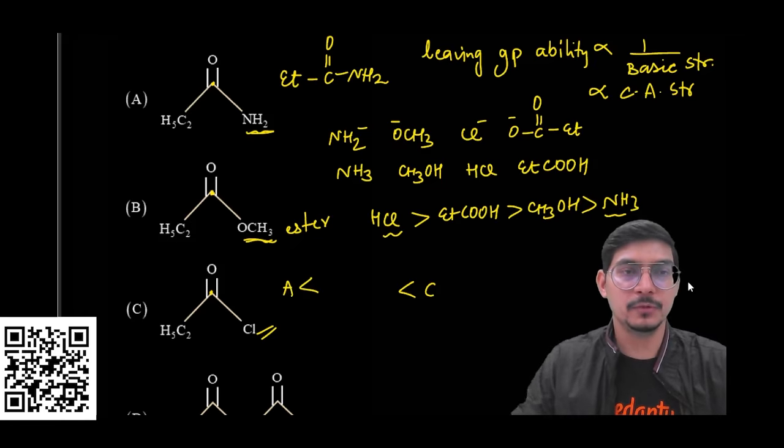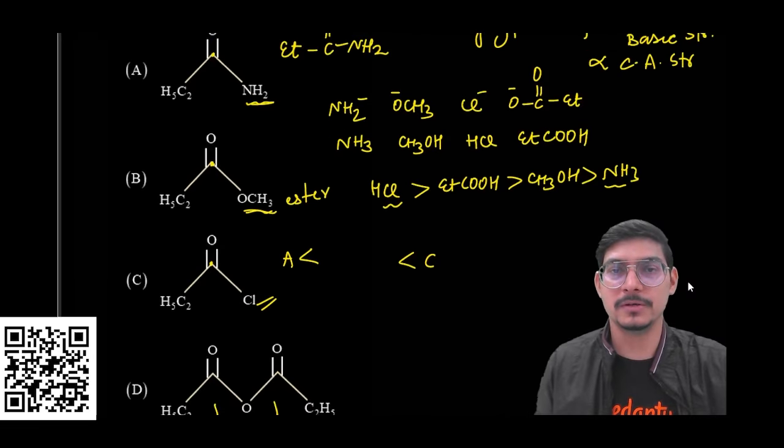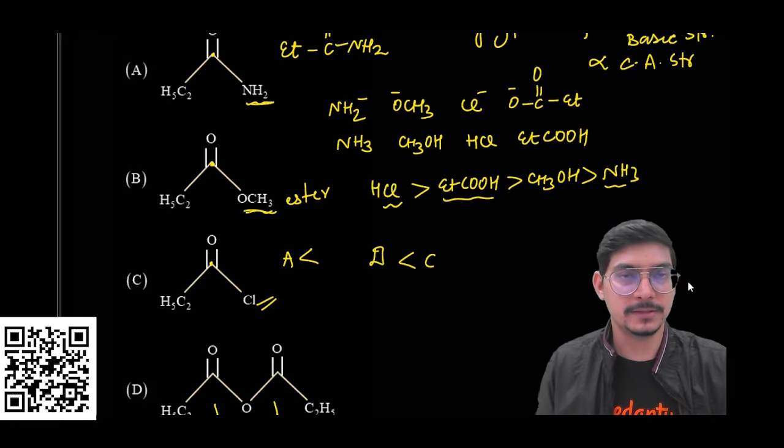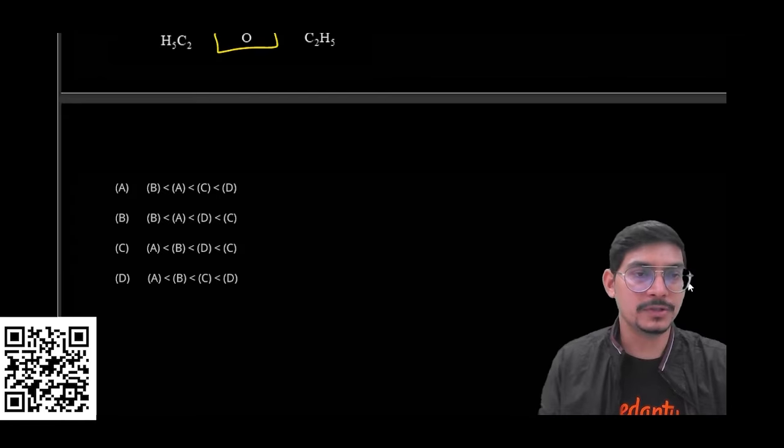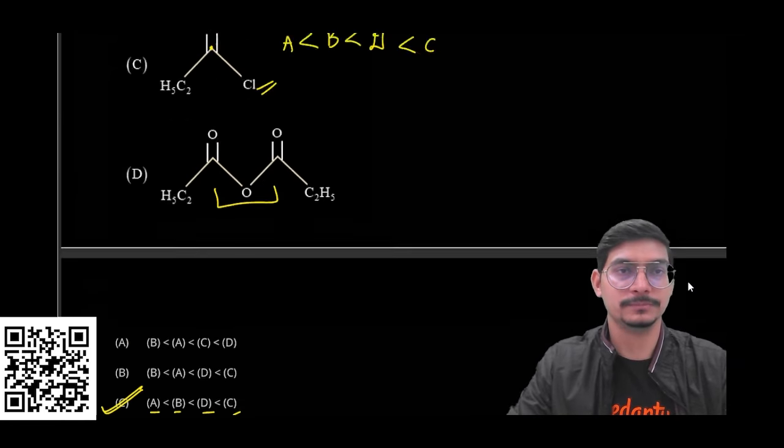Out of B and D, which would be more reactive? We have seen that because EtCOOH is a stronger acid, its conjugate base will be weaker. So next it will come D, and then we will have B, right? So A, B, D, C should be our correct answer, which is option C. So this is the correct answer to this question. Thank you.